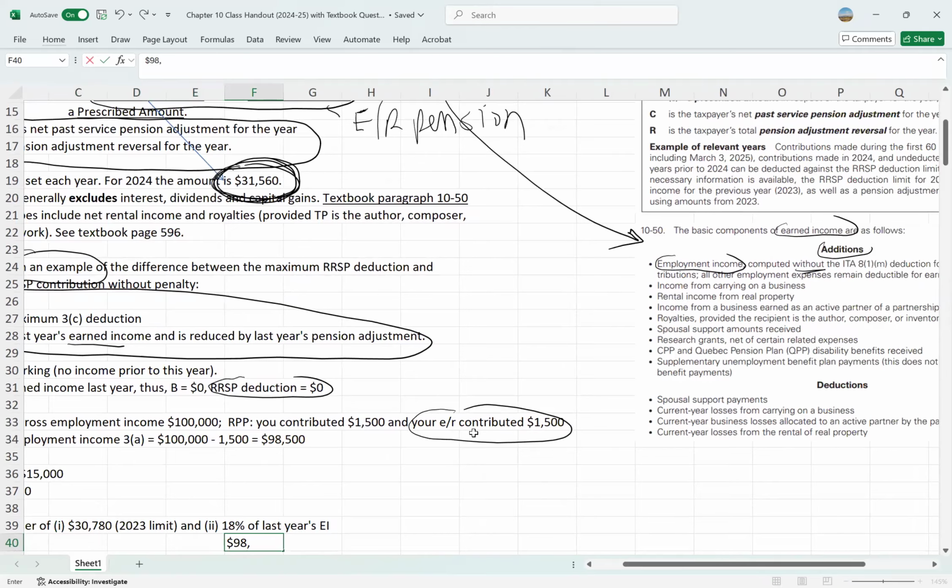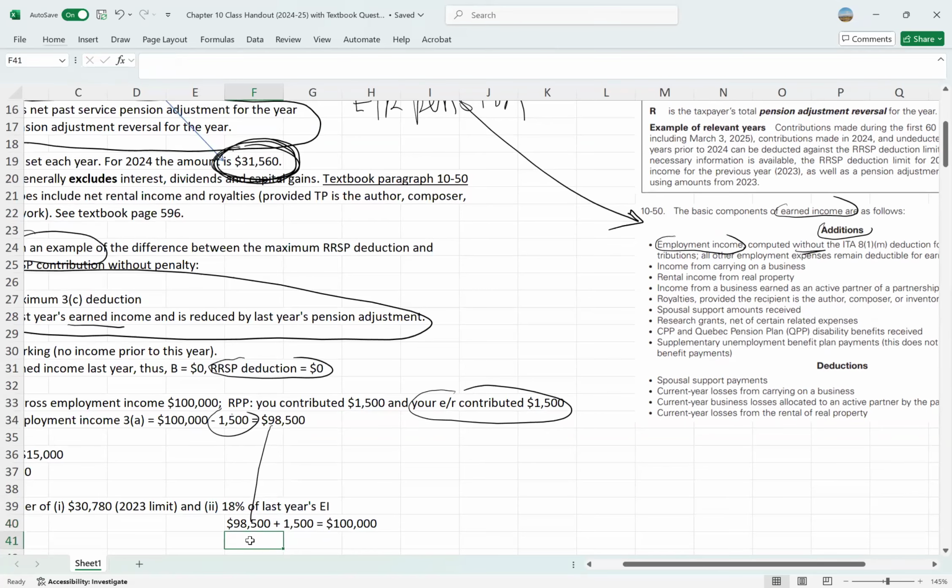So what that means is that for this definition of earned income, we take the employment income, but we don't take the deduction of the RPP, because remember this 98,500, we deducted the RPP here for our 3A purposes, but for purposes of earned income, we add back that 1,500, so we get 100,000. So that's our earned income. That's our employment income without deducting the RPP contribution that we made.